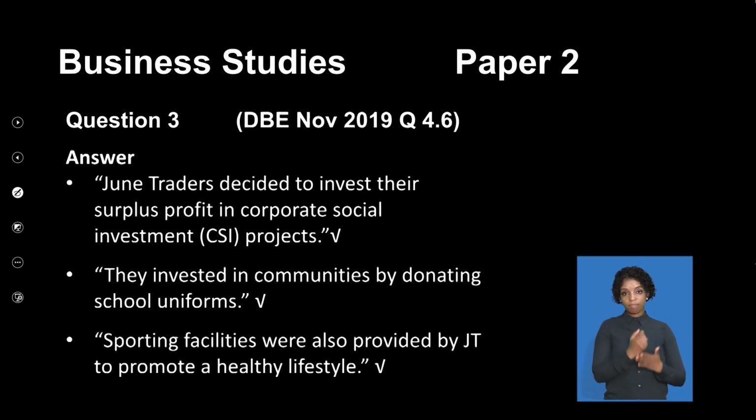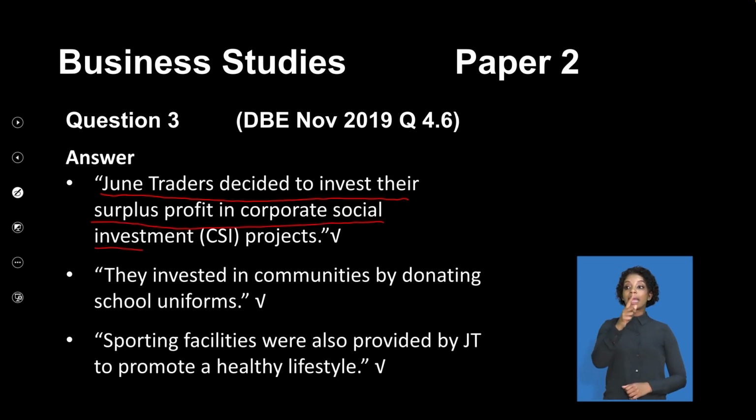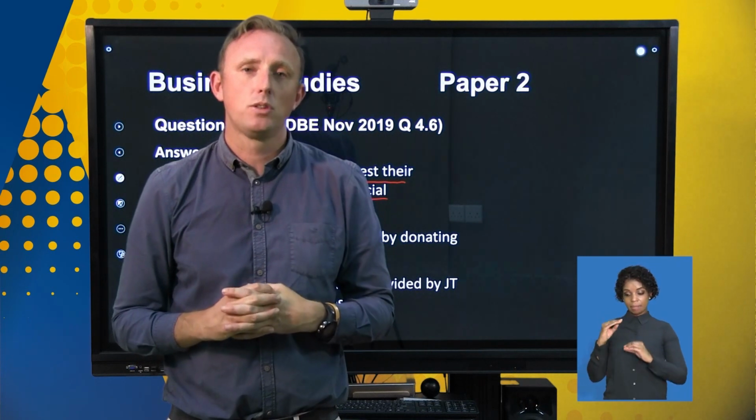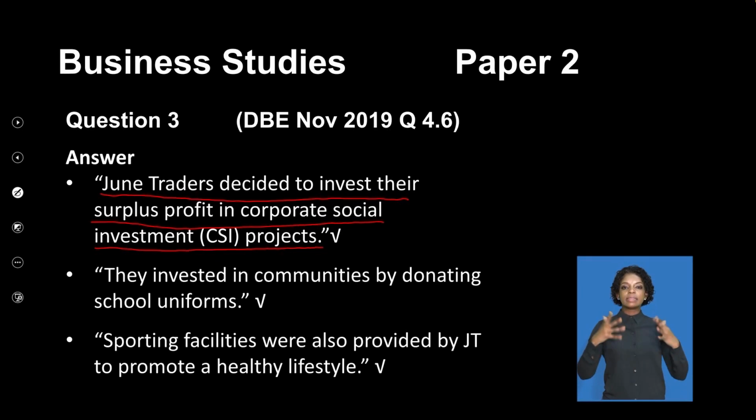So we've got quote 2 ways. The first one is June Traders decided to invest their surplus profit in corporate social investment projects. So they're putting money into corporate social investment projects so that they can give something back to the community or their stakeholders. The next one, they invested in communities by donating school uniforms.